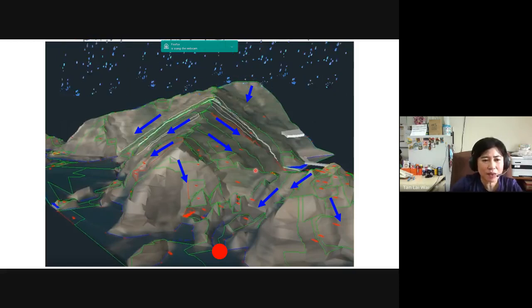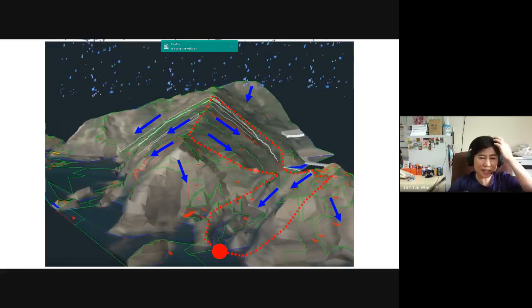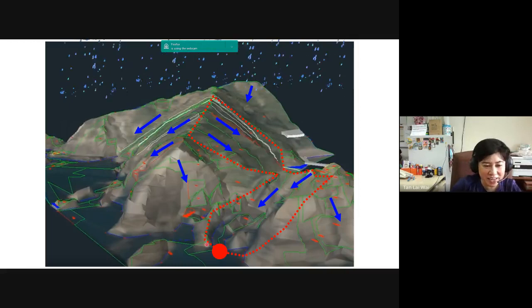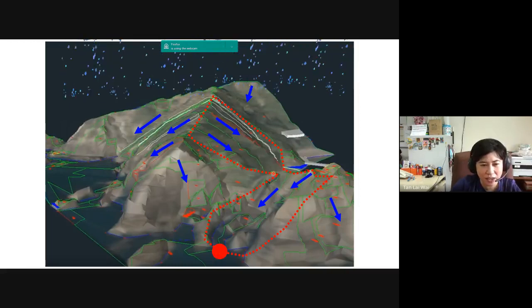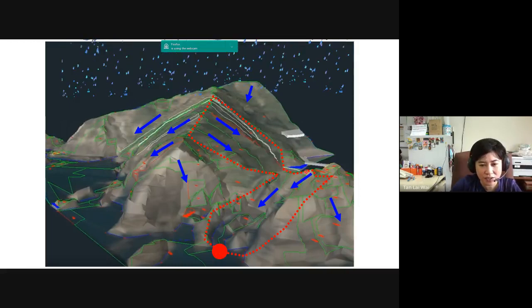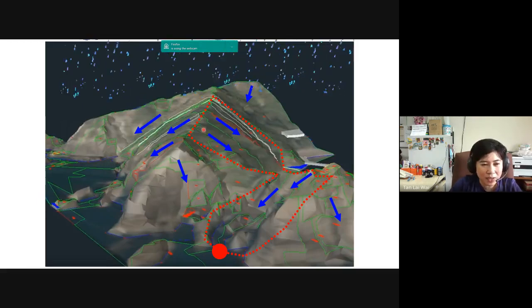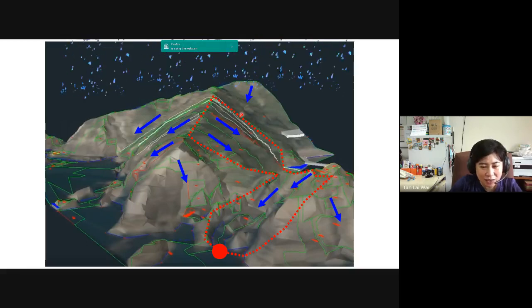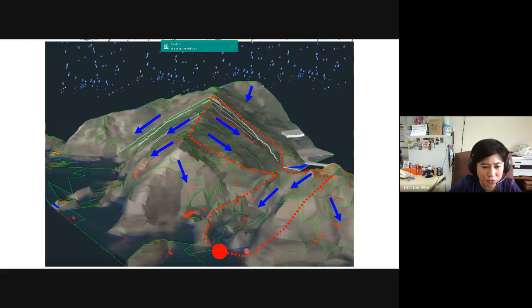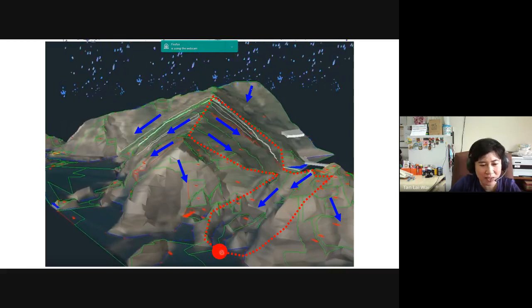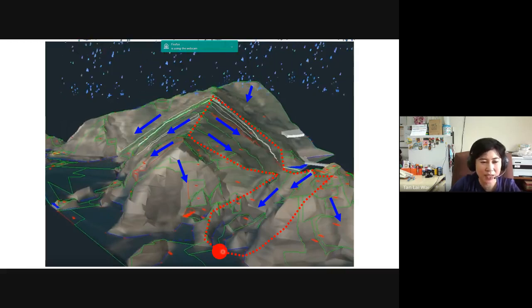Now, let's look at this. This is how I delineate the drainage area or the catchment area. Now, how did I do that? You see, I look at the direction of flow. I ask, what is the area that, when rain falls, will be drained out from this red circle here, the outlet here?